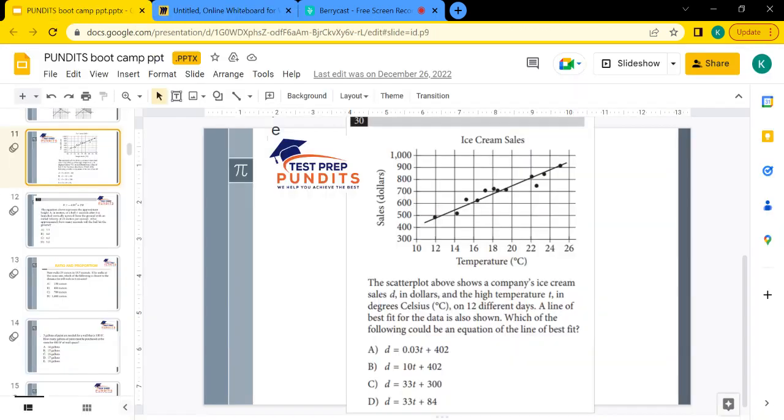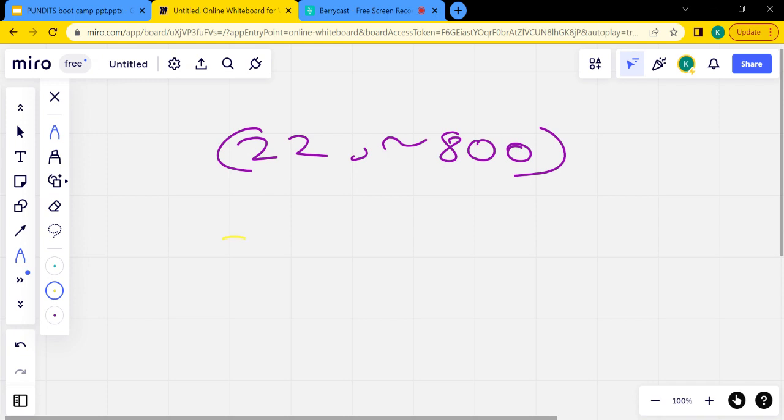Let's take a look at D. 33t plus 84. That is 33 times 22 plus 84. 33 times 22 is basically 3 times 2 times 11 squared, which is 6 into 121, which is 726. This plus 84 is 810, which is close to the answer.